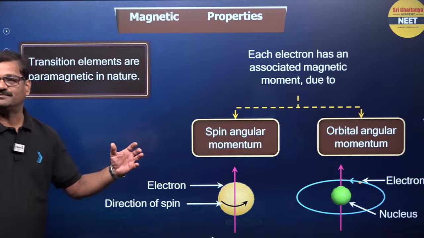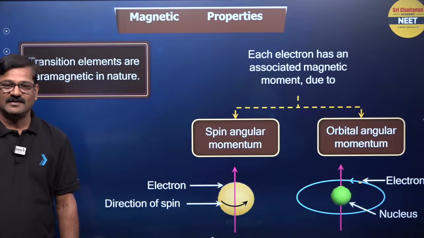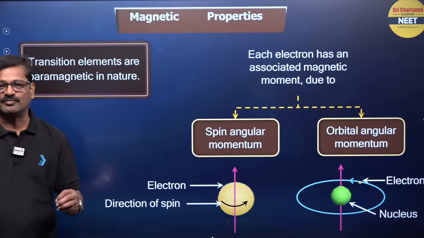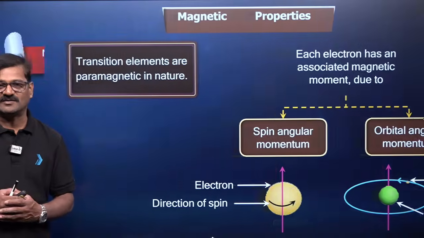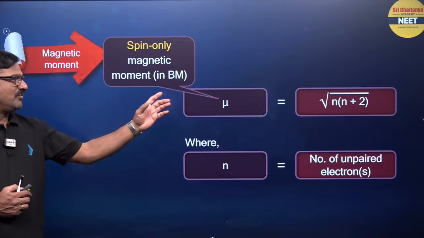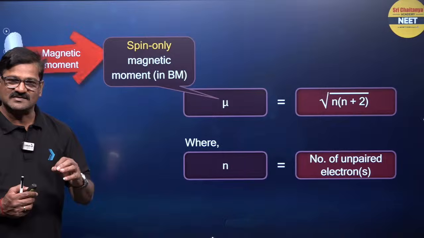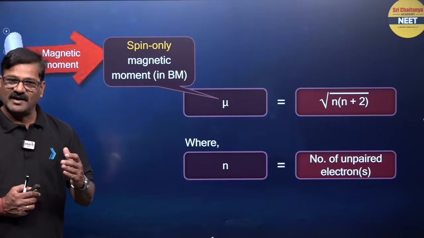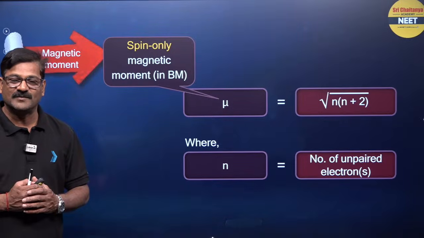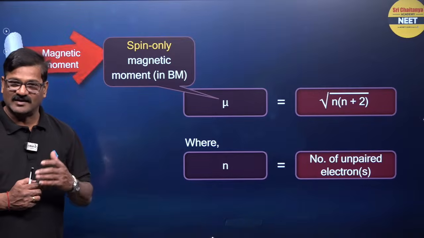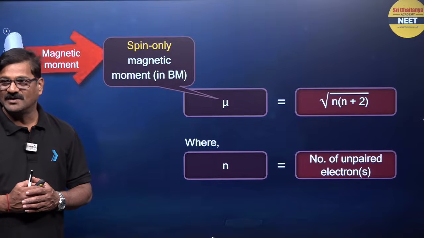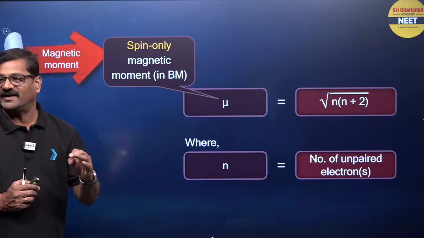So they have paramagnetic behavior. The paramagnetism and the color of the ions is due to the presence of unpaired electrons in the d orbitals. That can be calculated by the spin only magnetic moment, given as mu equals root over n into n plus 2, where n is the number of unpaired electrons. If n is 0, mu is 0, and such compounds are said to be diamagnetic. If n is greater than 0, mu is greater than 0 and it is said to be paramagnetic. So n is the deciding factor.